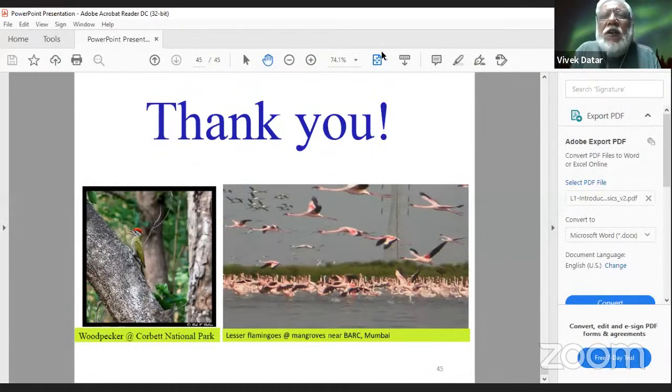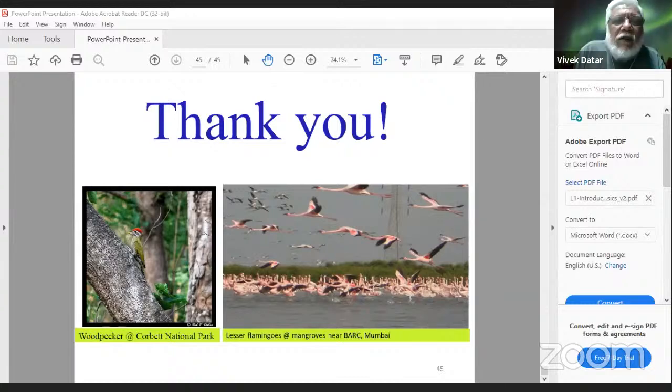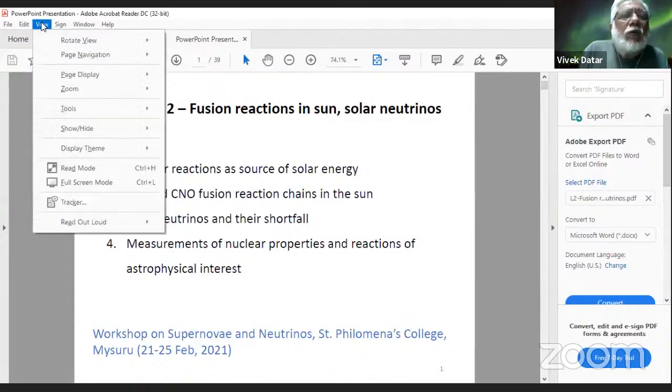Okay, so I unshare this. First of all, I have to go and open the second file, fusion reactions. Then I share anew. And let me see. I can see it here. So I think it is this one. Yeah, this is the one. Okay, so view full screen mode.